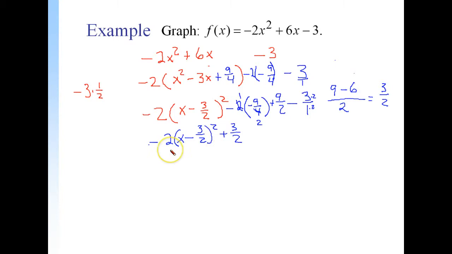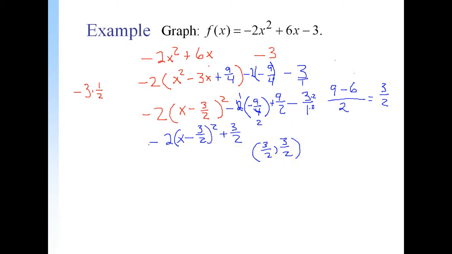Okay, so again, A is negative, so it's going to open downward, and my vertex will have opposite signs, so 3/2, and my minimum, or in this case, it's going to be a maximum. My K value is 3/2 also. Okay, and this is my axis of symmetry. You can think of that as 1.5, and this one also.